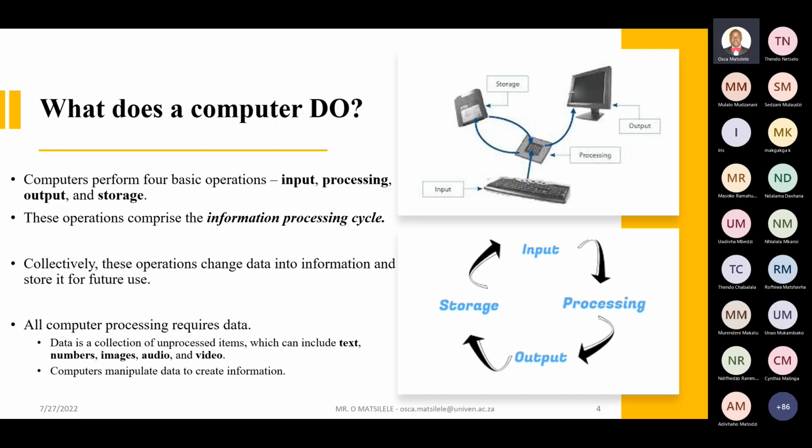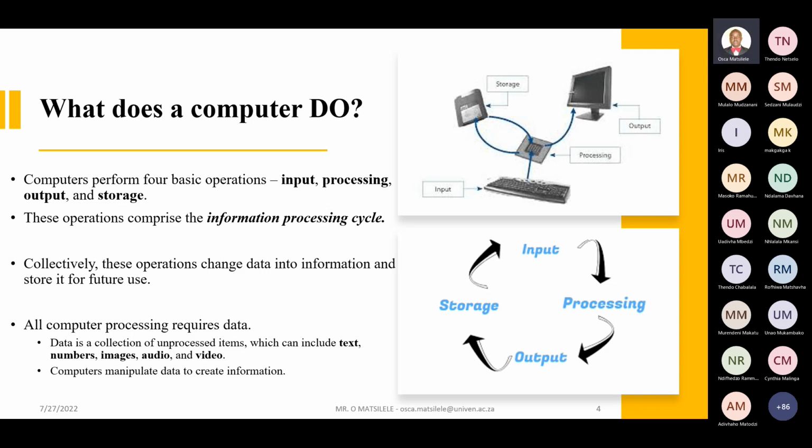What does a computer do? At this time, these are some of the questions that you will be asked. So we will require you to give us these functions of a computer. A computer performs these 4 basic operations, which are input, processing, output and storage.